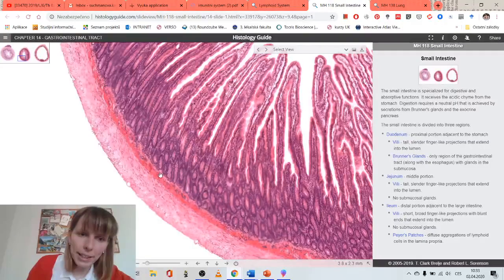So Paneth cells, you will be looking for them at the bottom of the mucosa. Goblet cells, of course, in the epithelium lining the villi. Smooth muscle here, submucosa here.